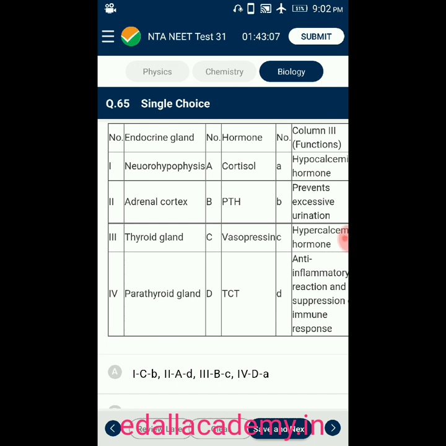Third one, the thyroid gland secretes the hormone thyrocalcitonin, also called TCT. It prevents resorption of calcium from the bones. It is a hypocalcemic hormone.